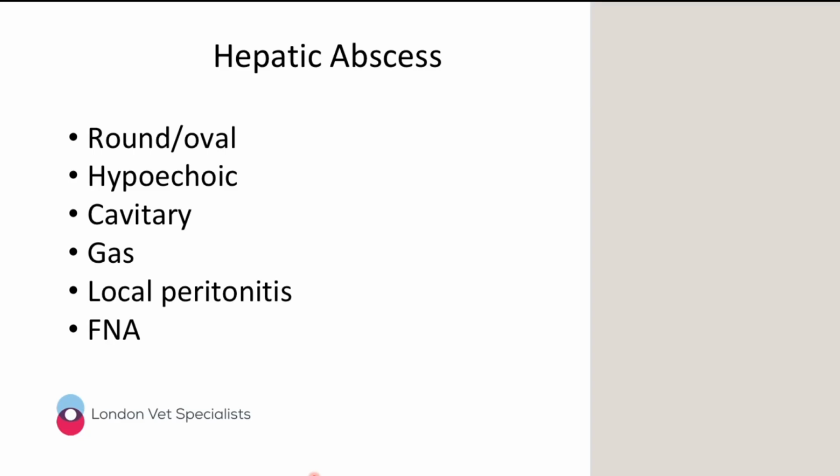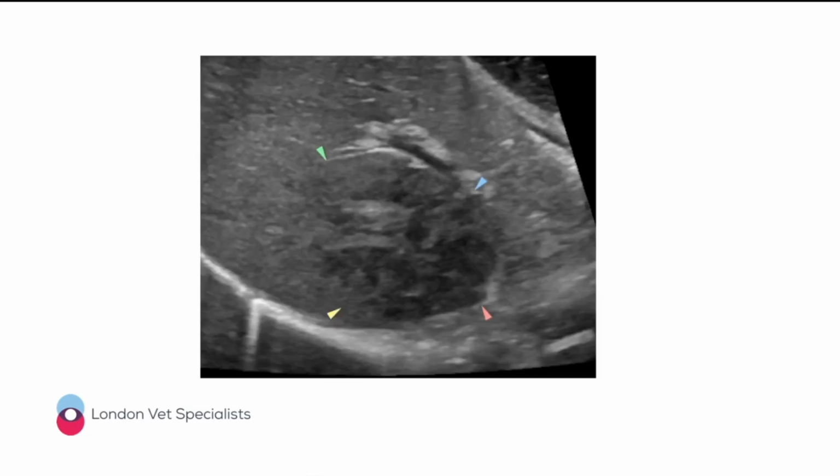But just like the pancreatic abscesses, to really nail it on as a hepatic abscess, you need to do an FNA to confirm it. So here's an example of a hepatic abscess that we saw in a 4-year-old male entire Pomeranian. This patient presented as lethargic, anorexic, and hypoglycemic. It was also pyrexic and neutropenic.